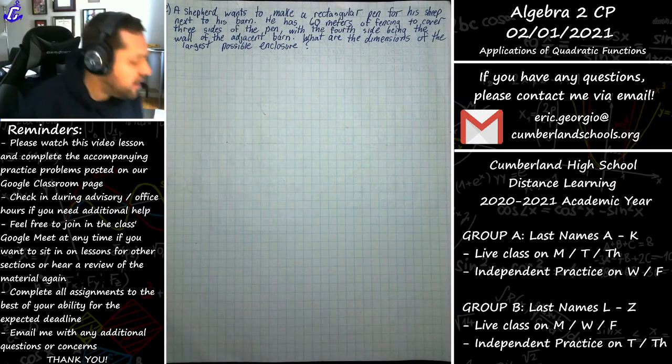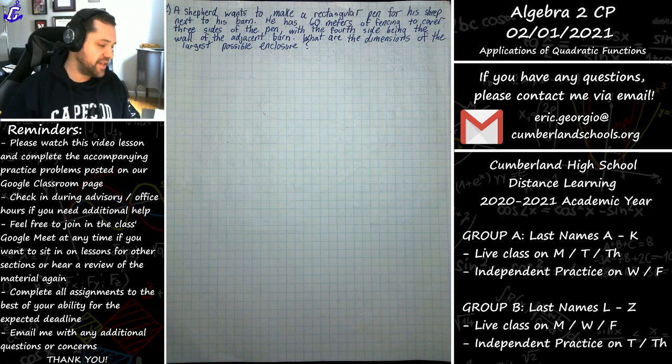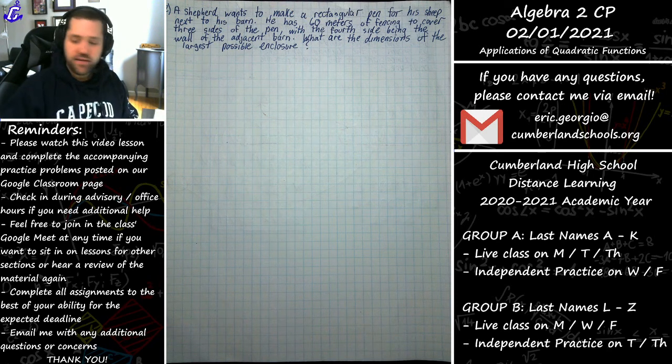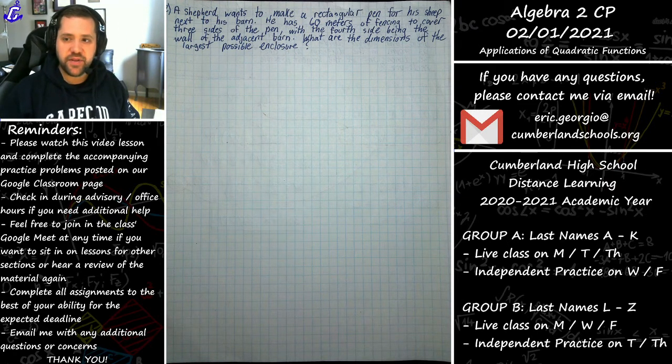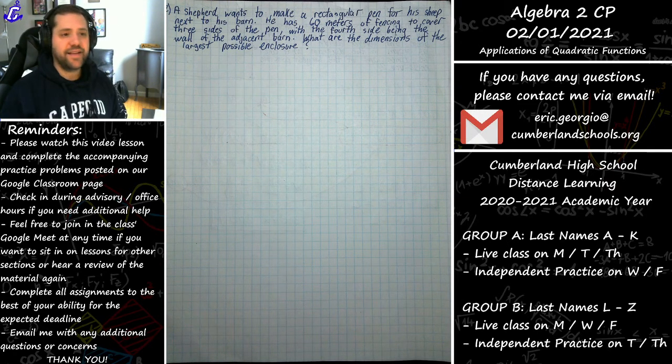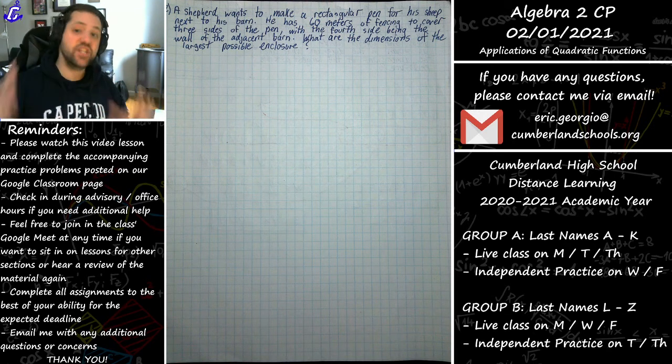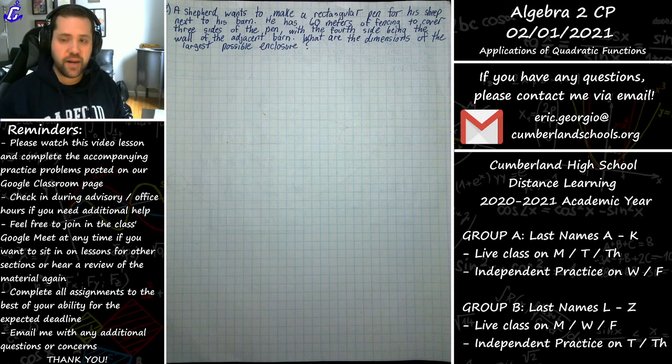It says, a shepherd wants to make a rectangular pen for his sheep next to his barn. He has 60 meters of fencing to cover 3 sides of the pen, with the 4th side being the wall of the adjacent barn. What are the dimensions of the largest possible enclosure? So what's happening here is, instead of constructing an additional side, which is what you saw in the previous problem, we're now constructing one fewer side.